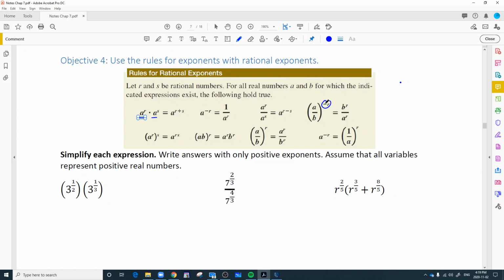If you have a negative exponent on a fraction, you can flip the fraction and apply that exponent. If you have a power raised to an exponent, you can multiply the exponents. If you have multiple things multiplying together raised to the same exponent, then you can just expand it through.